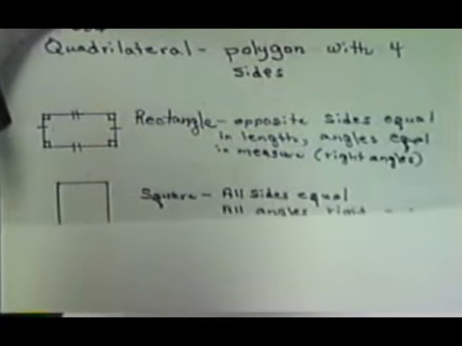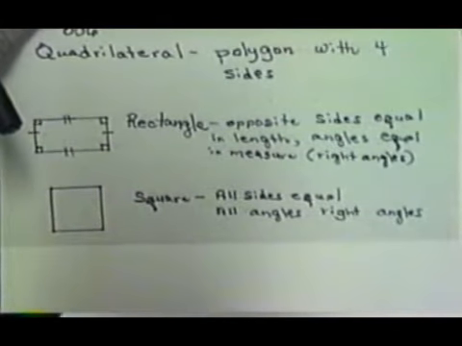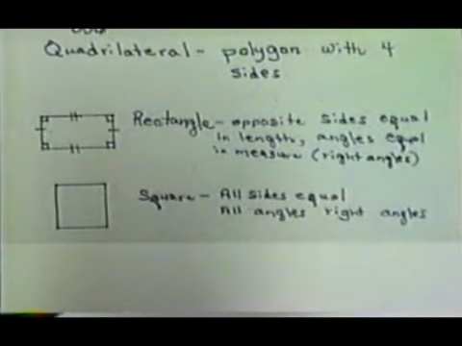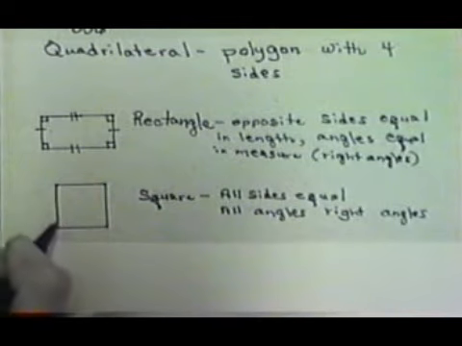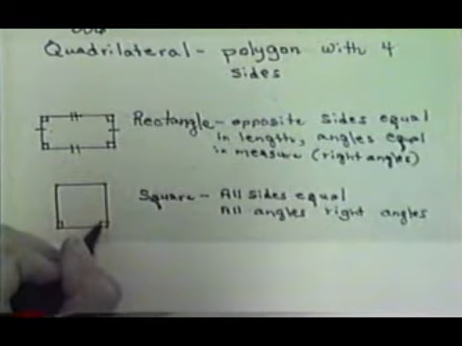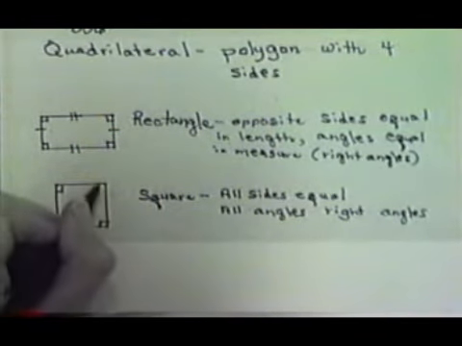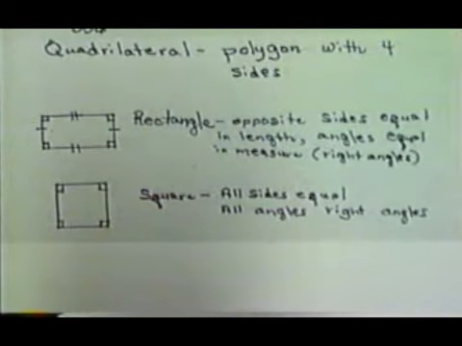Another four-sided figure that we're interested in, and you're probably familiar with, is a square. A square is very similar to a rectangle. In fact, a square is actually a special rectangle. It has four sides. It has all right angles. But it has all the sides the same length.